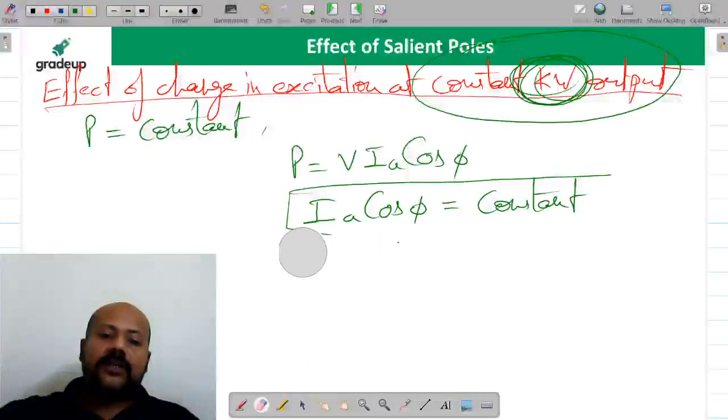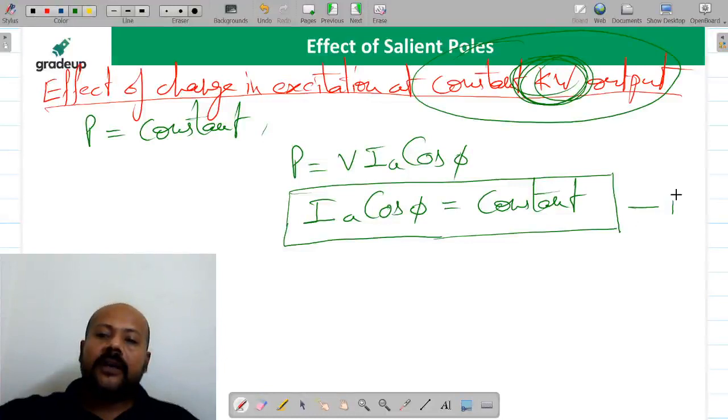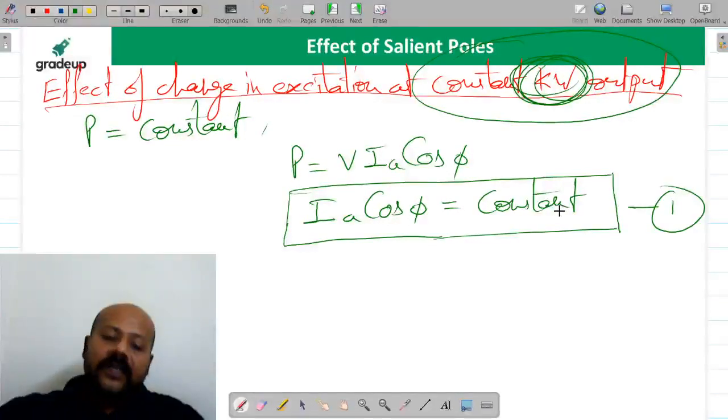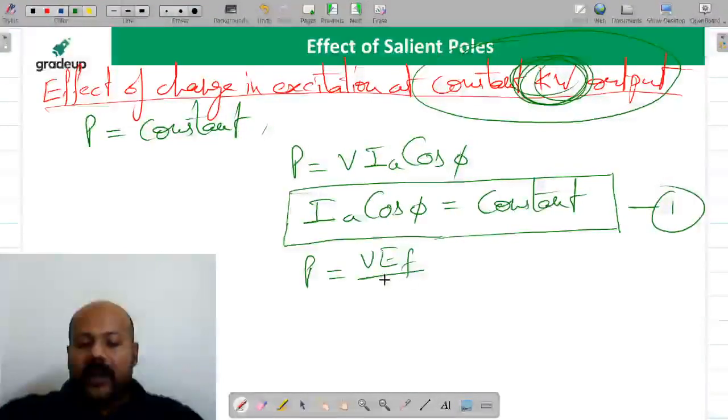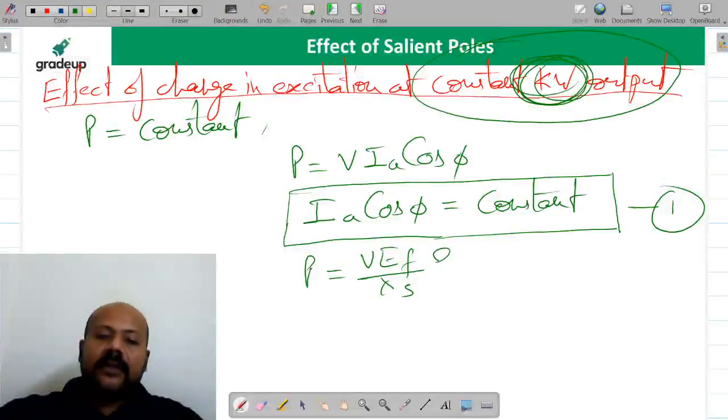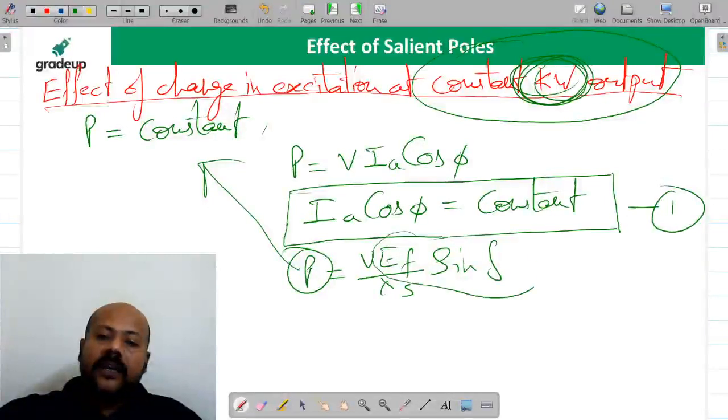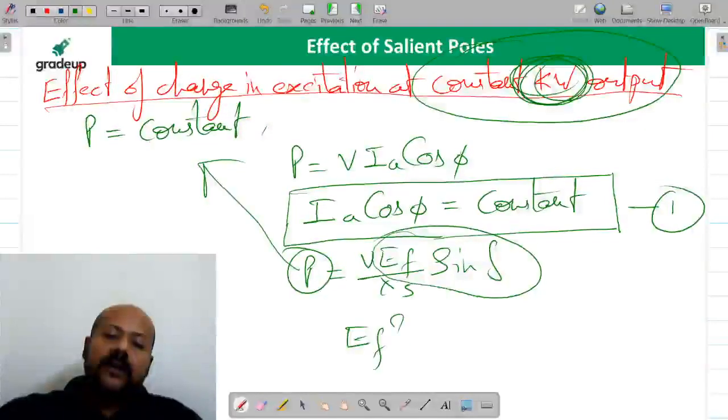If your real power and voltage are going to be constant, then you can write IA cos phi is equal to constant. Second, you can write your power as VEF upon XS sin del. You remember this formula or not? Very simple formula. When P is constant and V is also constant, then EF sin del is going to be constant.